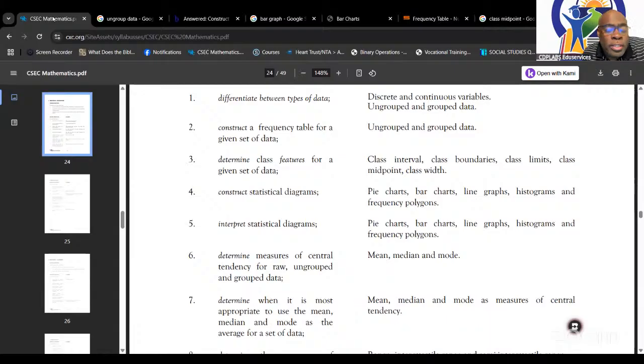Now, the mode is the easiest average to find. The mode is the one that has the highest frequency. That is the mode average. Good.